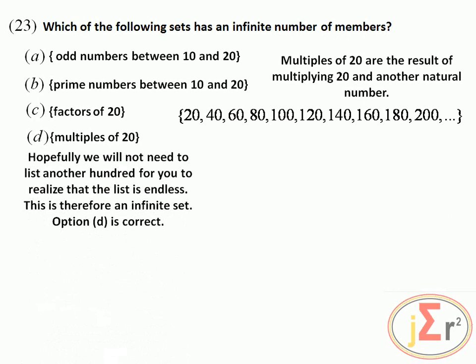Hopefully, we will not need to list another 100 for you to realize that the list is endless. This is therefore an infinite set. Option D is correct. So I hope that we need not include 100 elements for you to realize that this set will be infinite, because after including another 100, we will see that we would not have exhausted the list, and we will continue as before.